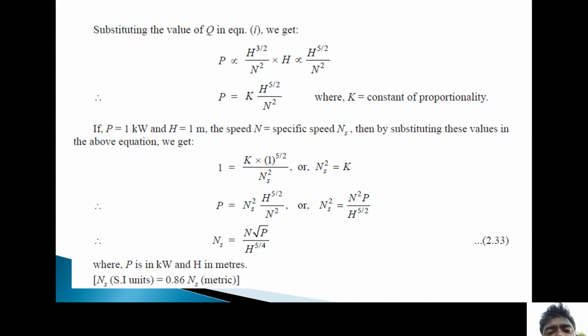Therefore P equals K into H power of 5 by 2 by N square, where K is the constant of proportionality. Where P equals 1 kilowatt, H equals 1 meter, and speed equals Ns. Substituting these values in the above equation, 1 equals K into 1 into Ns square. Therefore, K equals Ns square. Substituting the K value in P equals K into H power of 5 by 2 divided by N square, the equation is written as Ns equals N into root P by H power of 5 by 4, where P is in kilowatts and H is in meters.